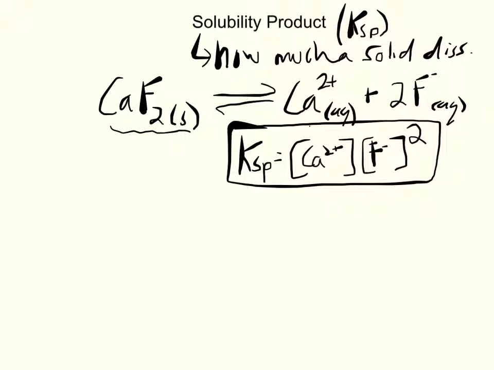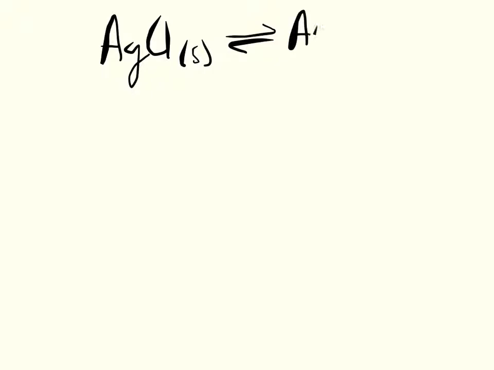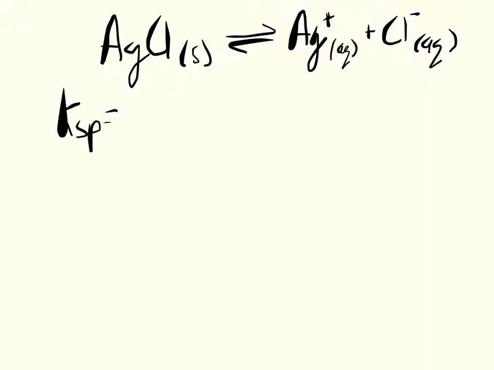What if we had another example, like silver chloride? Silver chloride has the formula AgCl. If it's a solid, it's going to dissociate into its ions. Silver always forms a +1 ion, aqueous, and chloride ion would dissociate. Let's say you were given that the KSP is equal to 1.6 times 10 to the negative 10.